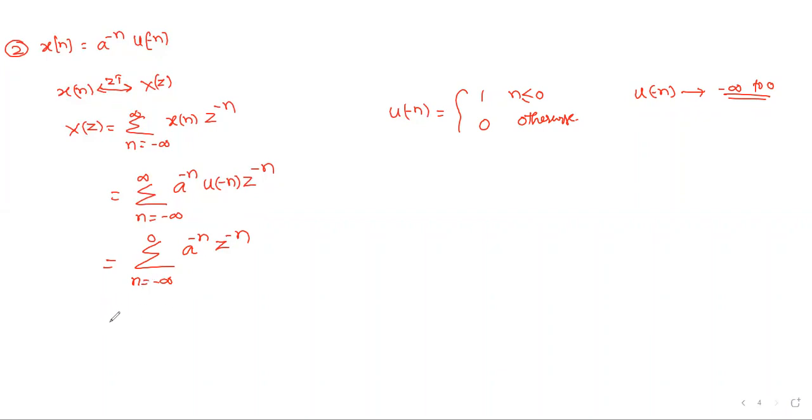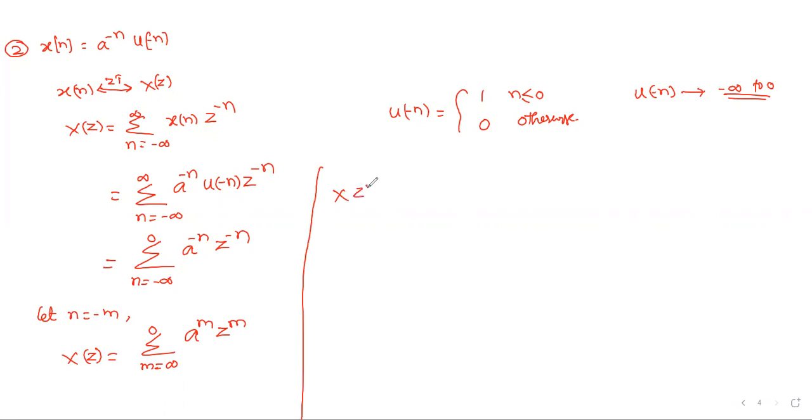So here I will write the summation, and I will take n equal to minus m. Let n equal minus m. Then what will x of z become? x of z is the summation m equal to infinity to 0 of a power m z power m. So if I rewrite that expression, x of z is equal to the summation n equal to 0 to infinity of a into z whole power m.